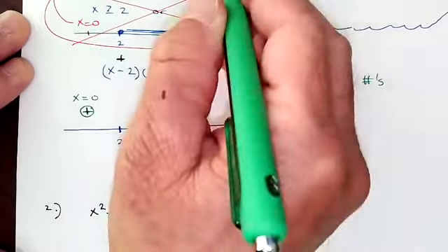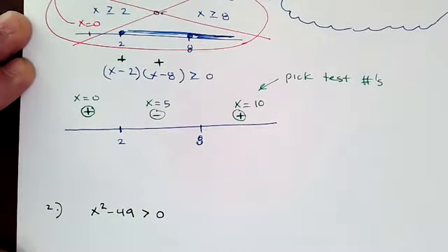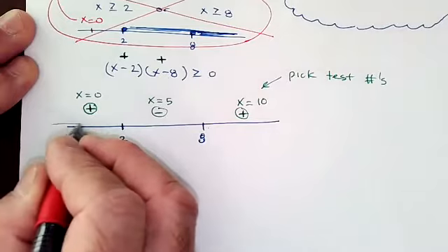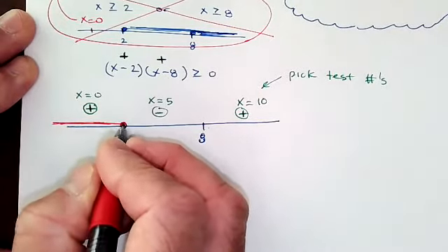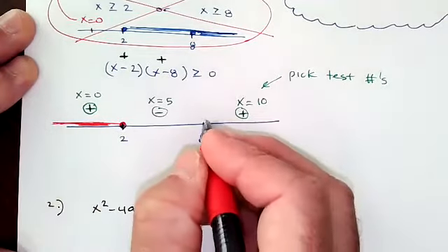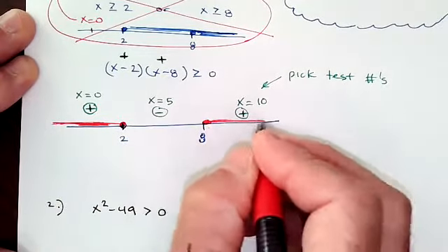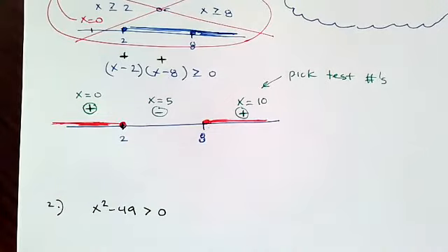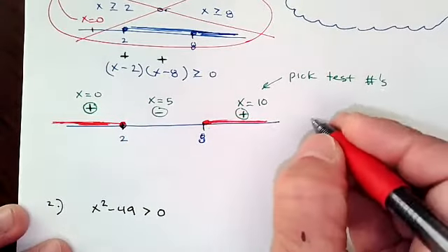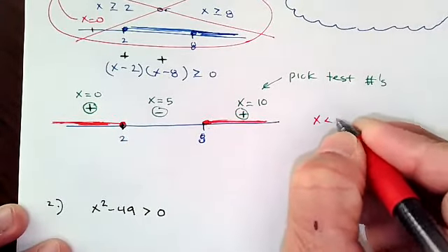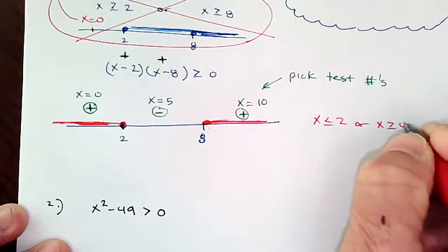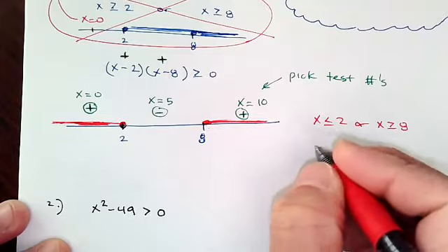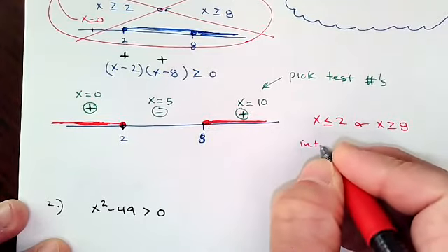Since we wanted the positive numbers here, my answers are going to be anything less than 2, including the 2, because that would make it equal to 0, and anything greater than or equal to 8. So you can write this answer as x is less than or equal to 2, or x is greater than or equal to 8, or you can use interval notation.